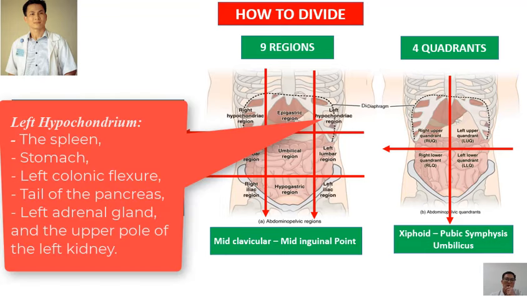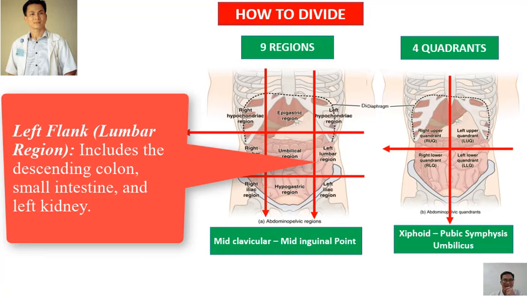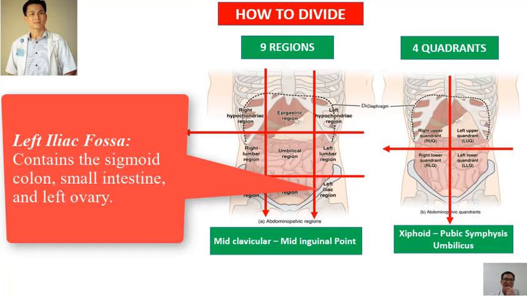The left hypochondrium contains the spleen, stomach, left colonic flexure, the tail of the pancreas, the left adrenal gland, and the upper pole of the left kidney. The left flank or lumbar region includes the descending colon, small intestine, and the left kidney. The left iliac fossa contains the sigmoid colon, small intestine, and left ovary.